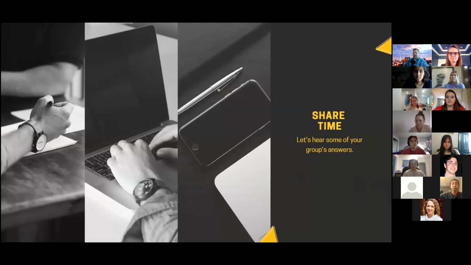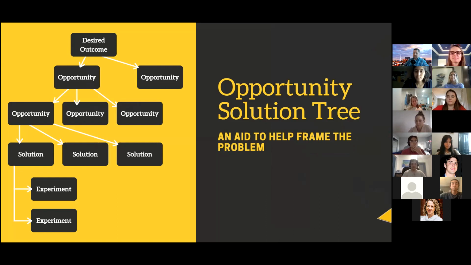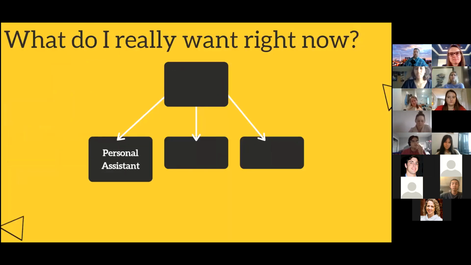Okay, so with that, we're sharing some of our answers here. Let's dive into the next thing, which is seeing how to graph that out on what's called an opportunity tree. Okay, so what do I really want right now, right? If you really want to know my personal life, I want a personal assistant, right? That's the thing that I would love to have, because I'm super busy, right? I need someone to keep track of all the things that are going on, right?